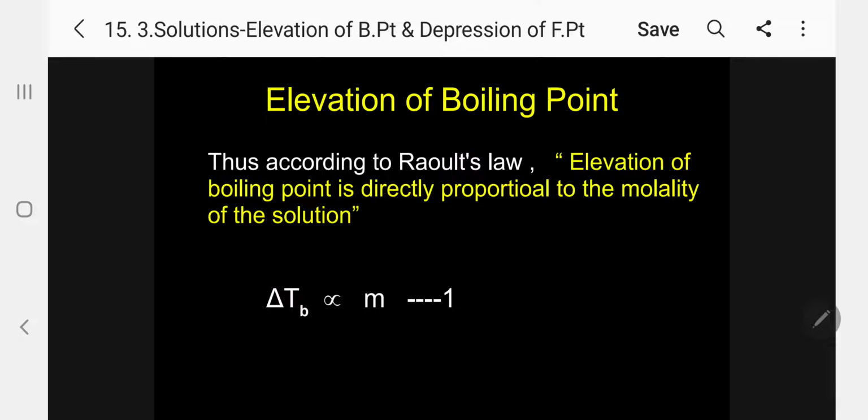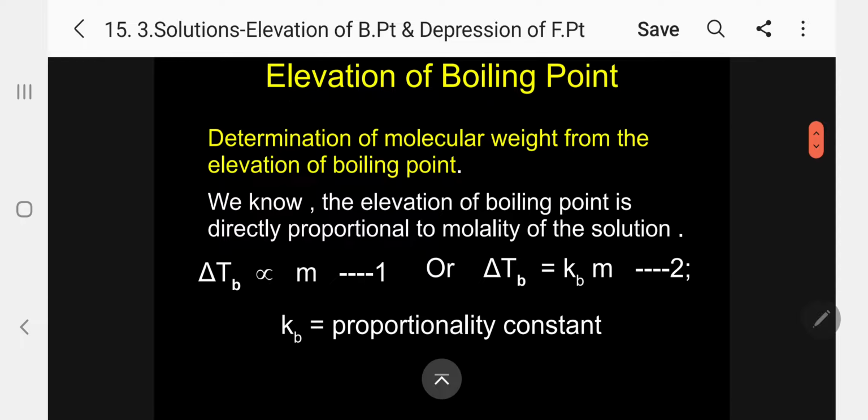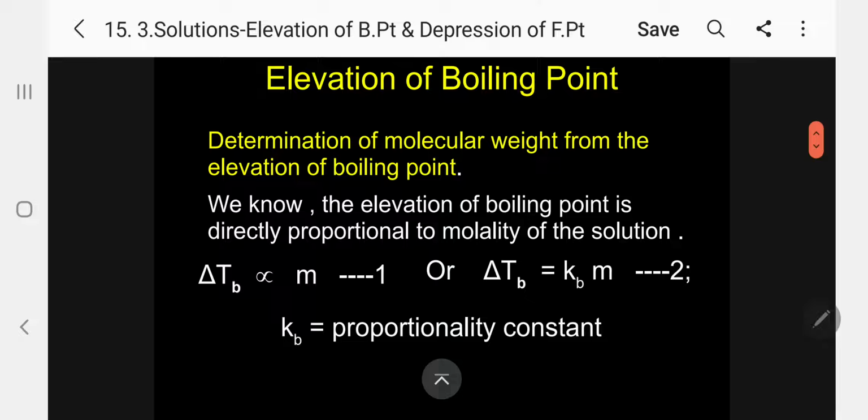Small m. Please follow. The first time we used mole fraction. Now in this case we are using molality. Kindly follow. Our aim is to determine the molecular weight from the elevation of boiling point. We know elevation of boiling point is directly proportional to molality according to Raoult's law. So this we have taken from equation 1. In order to equate, I am putting a constant, small kb. So delta Tb equals small kb into m.